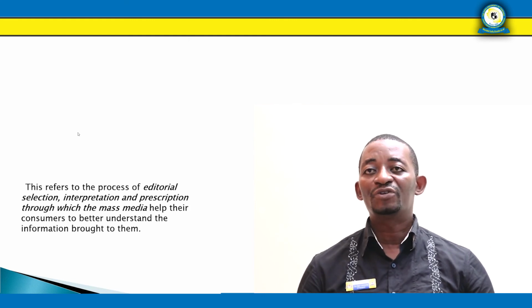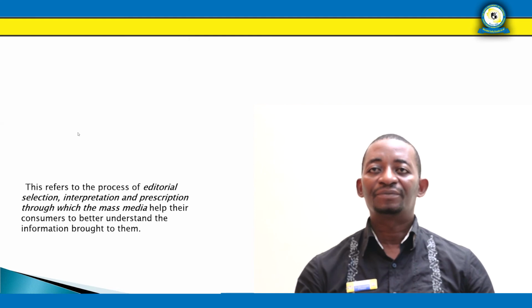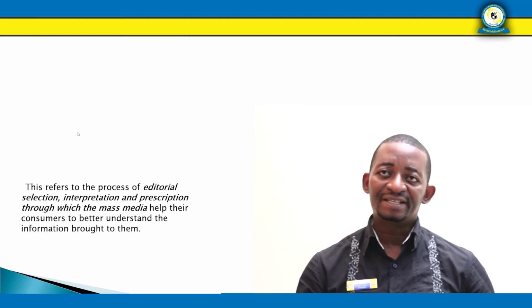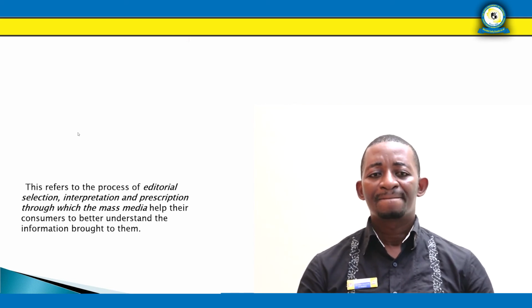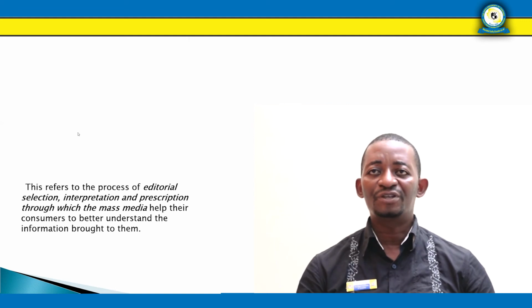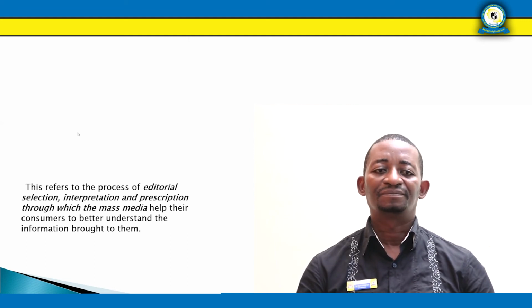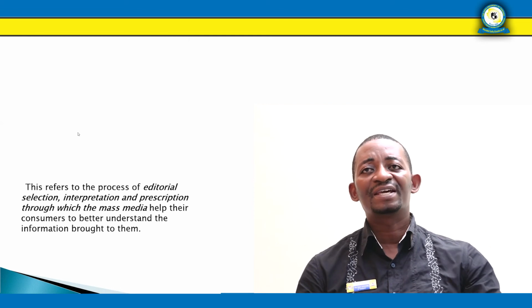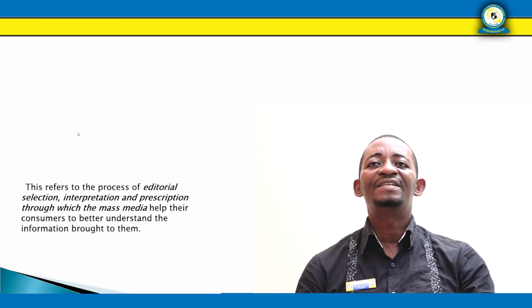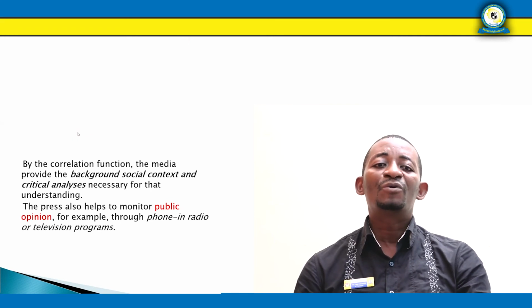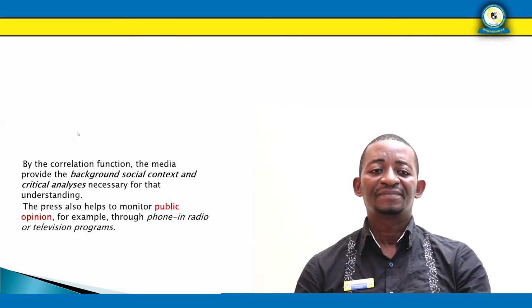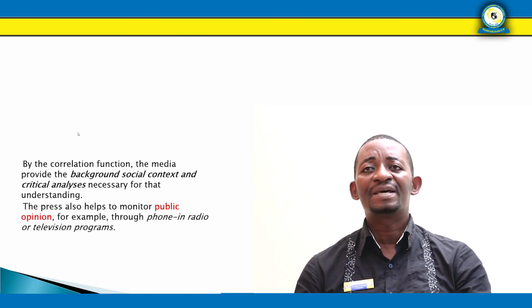So we have the editorial selection, whereby sometimes the editorial team would be there selecting stories and trying to give their editorial stance or interpretation of issues, so that the audience out there is able to understand the nitty-gritty, in details. So by the correlation function, the media now provide the background, social context and critical analysis of events so that the general public is able to understand.